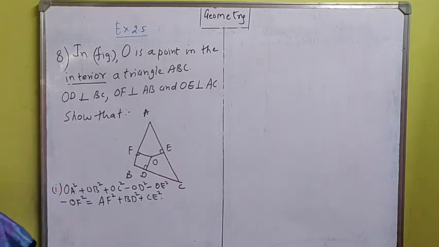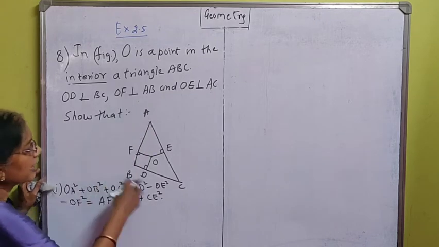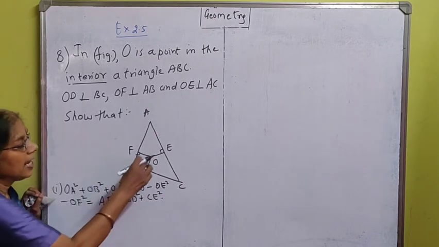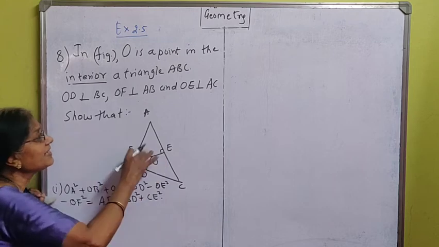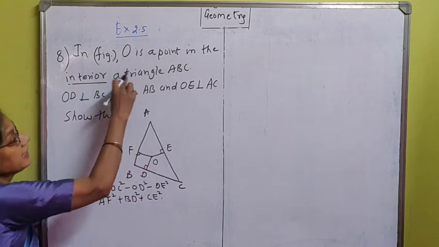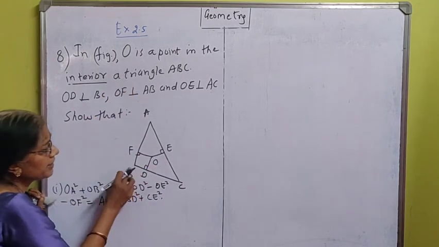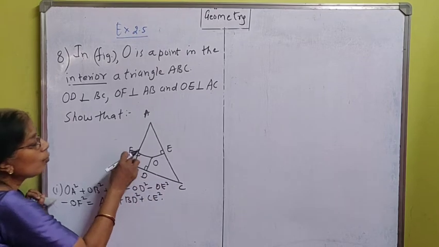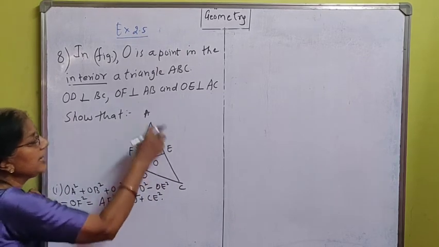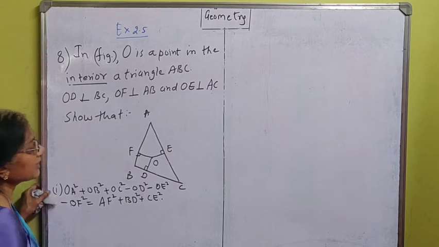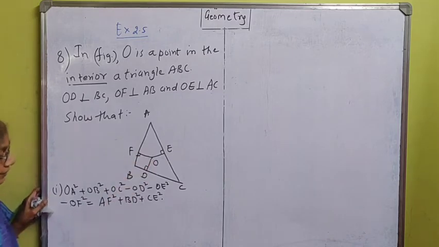This is given to you. So see what is given to us. In the diagram we can see ABC is a triangle and O is inside the triangle, interior. And OD is perpendicular to BC, OF is perpendicular to AB and OE is perpendicular to AC. Perpendicular means right angle.